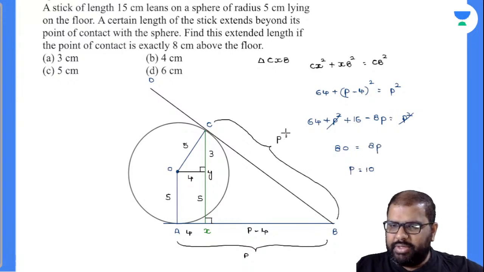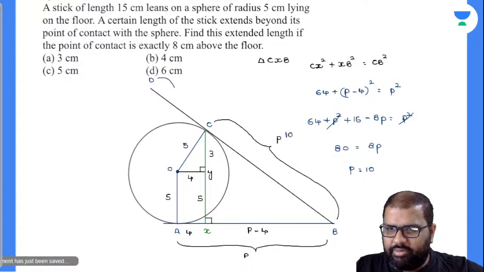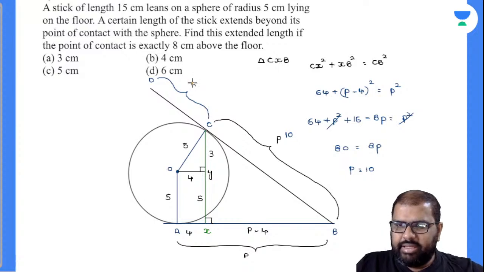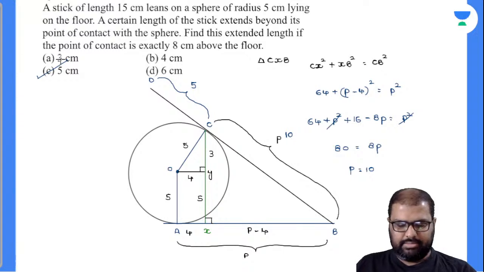Now if my P value is equal to 10, and the total stick length is given as 15, what will be the extended length beyond the point of contact? Is it 5? Yes, it is 5. My option number C exactly satisfies this. I hope I am clear regarding this.